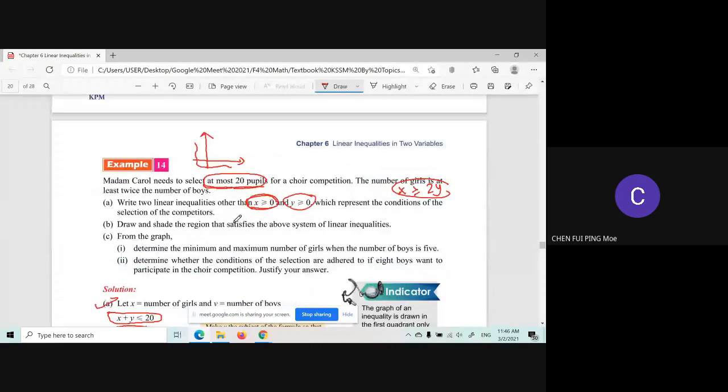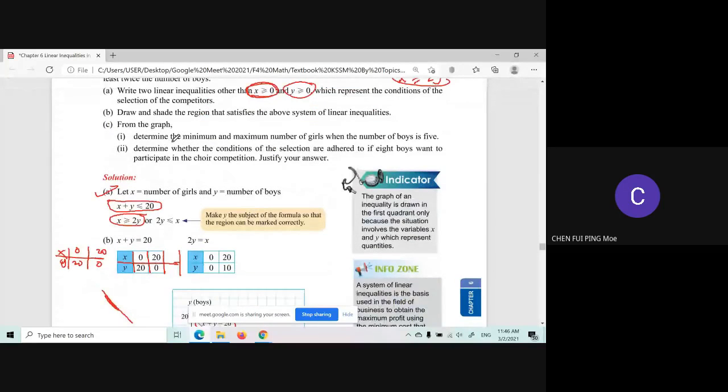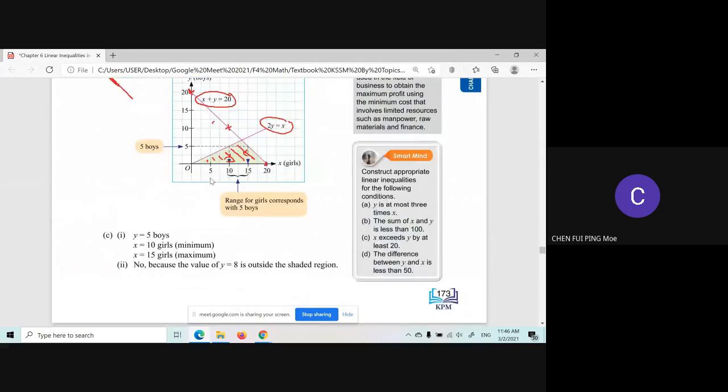Already complete question B. Now look at C. From the graph, determine the maximum or minimum number of girls when the number of boys is 5. Okay, number of boys is y, right? So meaning that when y equals 5, here, you go to C. What is the maximum and minimum?